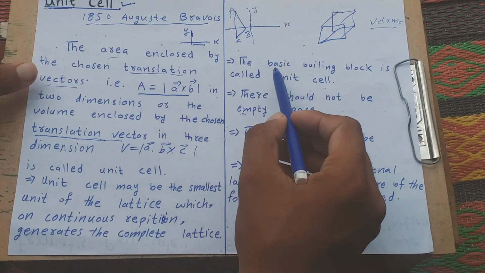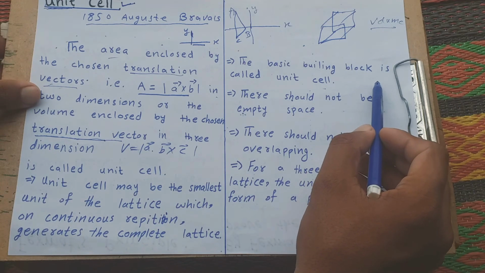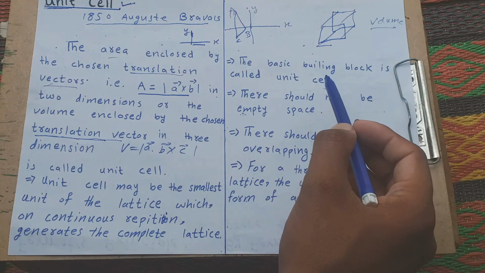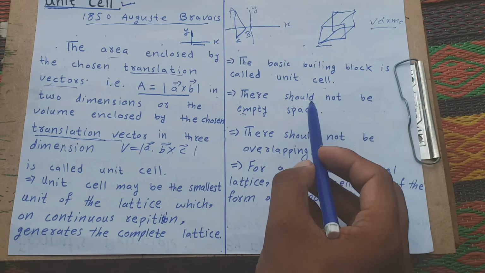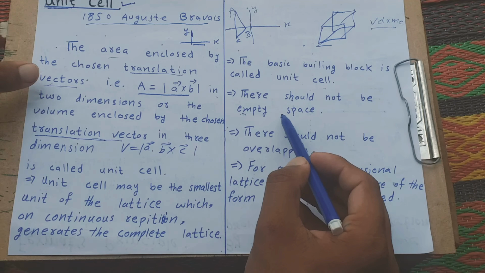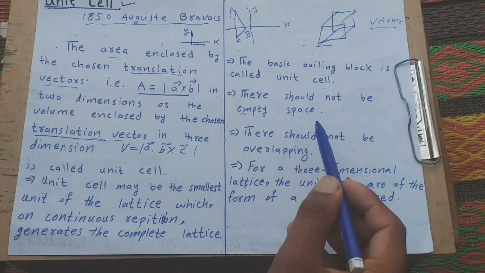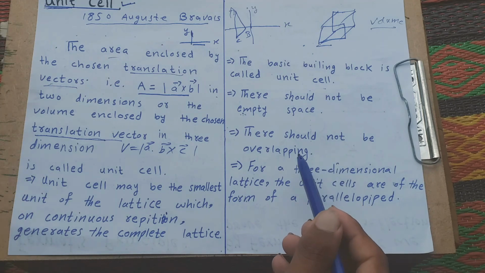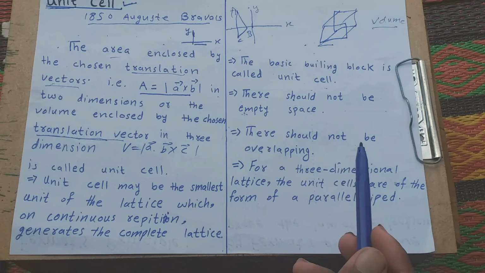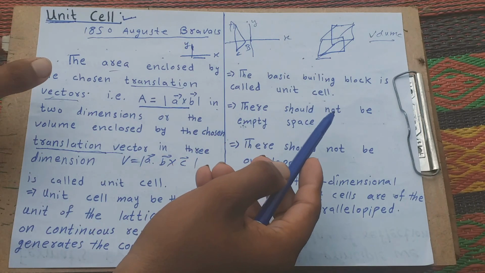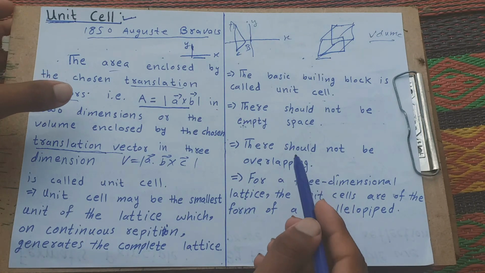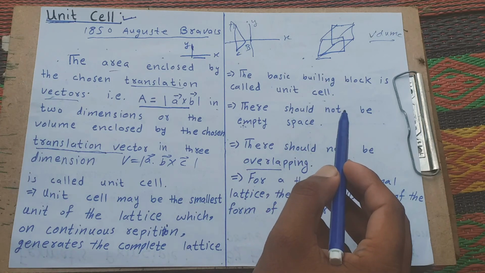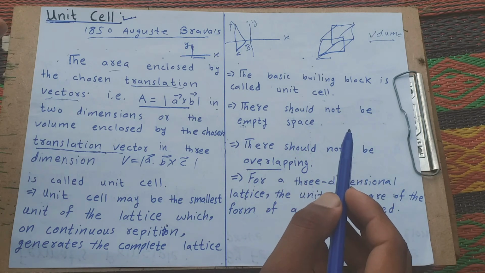Now we define that the basic building block is called a unit cell. For example, this is a unit cell, and many unit cells create the crystal lattice. There should be no empty space, meaning the unit cell should not be empty, the atoms exist in the cell. They should not be overlapping. The crystal in the lattice should not overlap with each other.